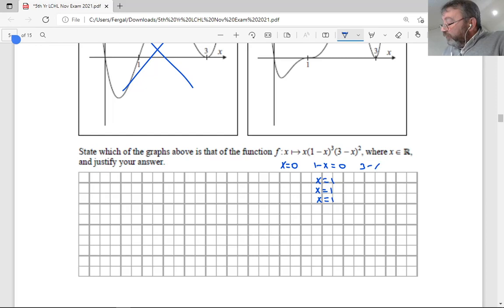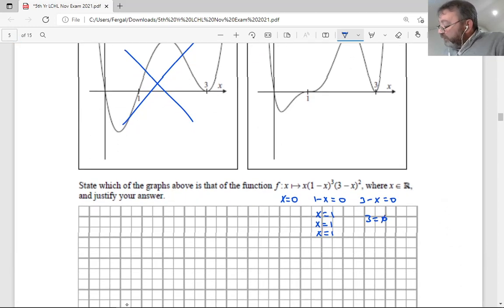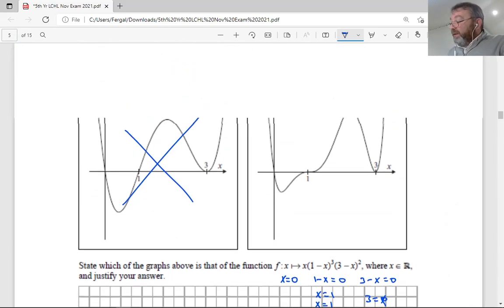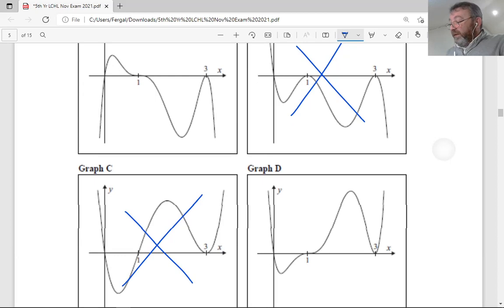Now 3, of course, let's finish this. 3 minus x equals 0, so x equals 3. So here's what I know. The graph is going to pass through 0, saddle point on 1, and pass through 3. Okay, oh, sorry, 3 is there twice, isn't it? So 3 is equal to x there, and 3 is equal to x there. So we've got a turning point on 3. Now, both A and D, they both satisfy that condition.